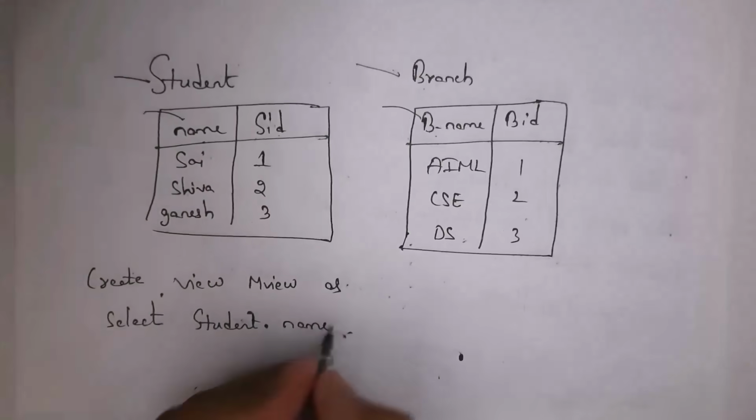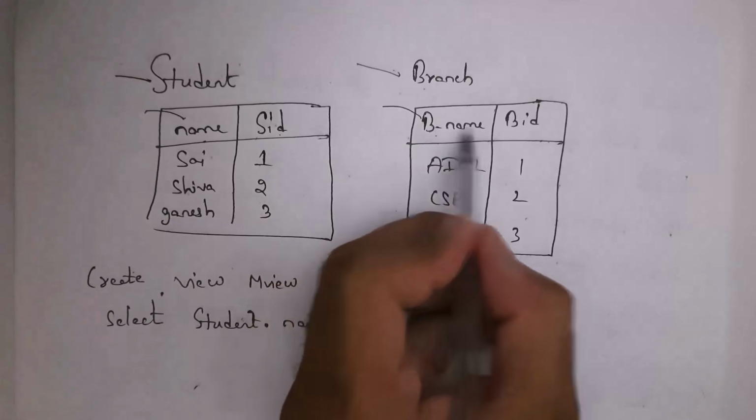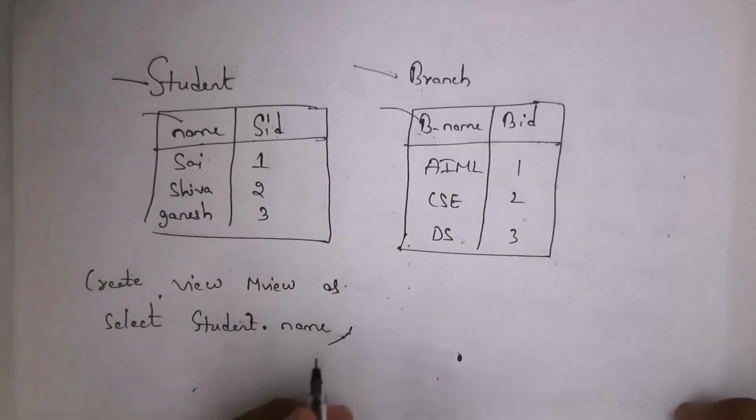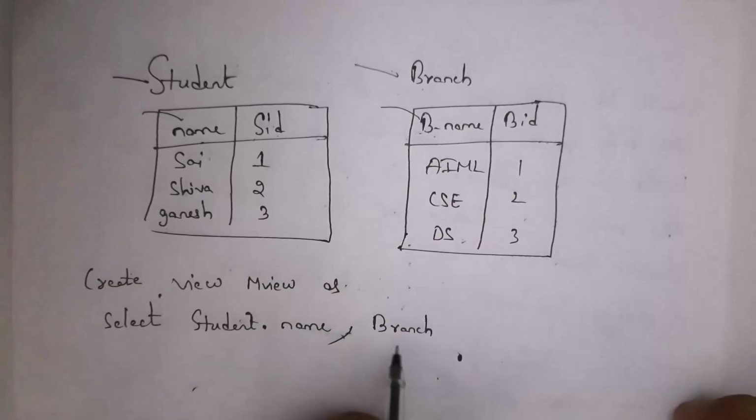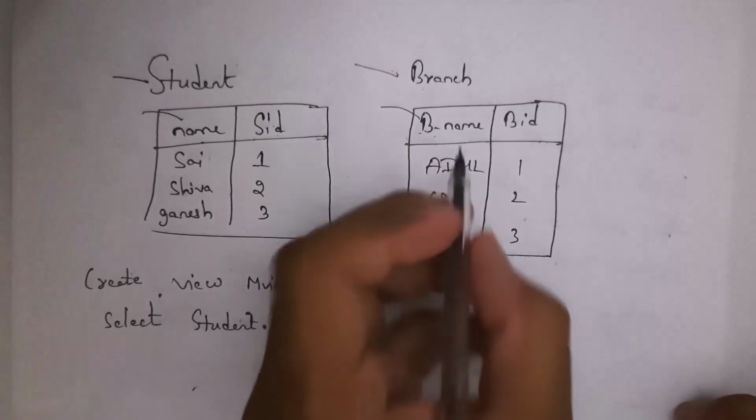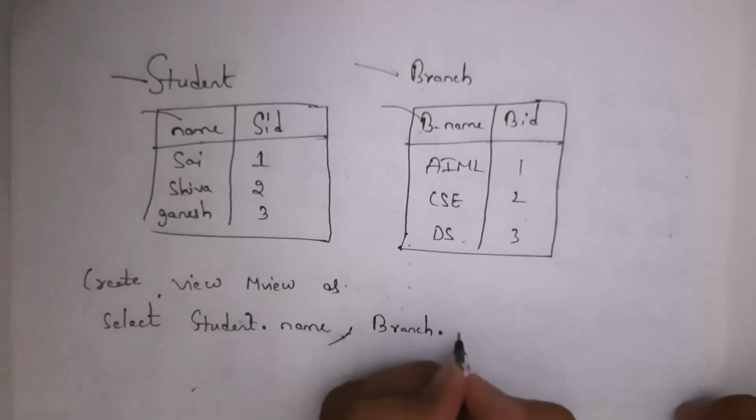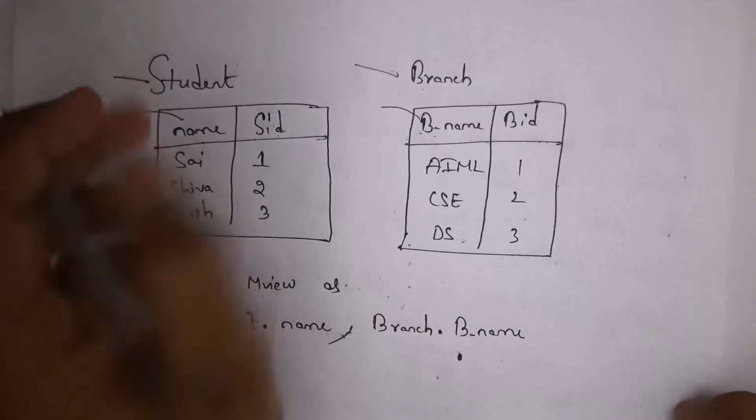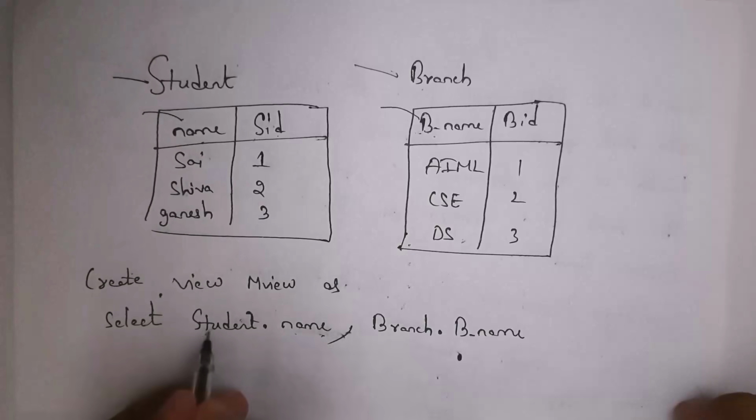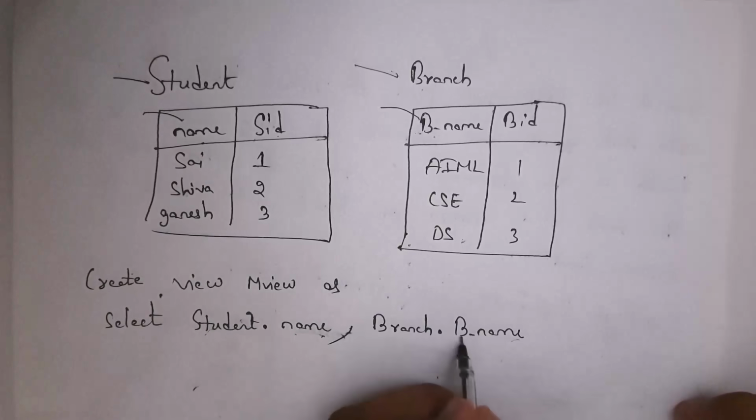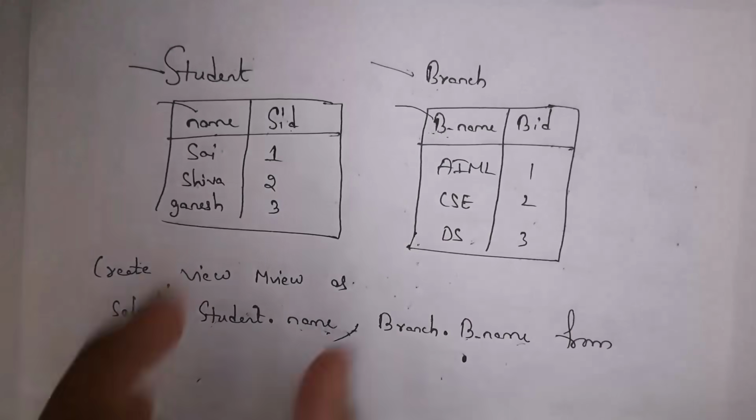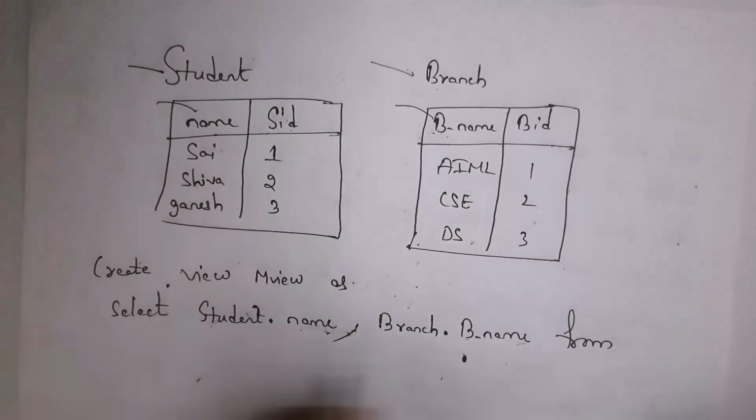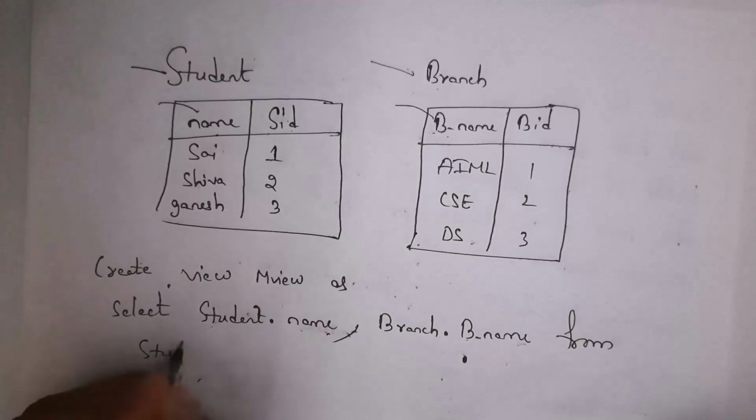Student dot name, comma. Next I want to select the B name column from the branch table. So comma branch, which is the table name, dot column name. I want to select the B name column, so write here branch dot B name. I selected two columns: one is the name column from the student table, comma the B name column from the branch table. I selected two columns from two tables. So from student comma branch.